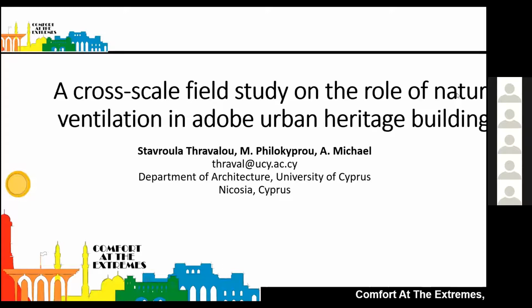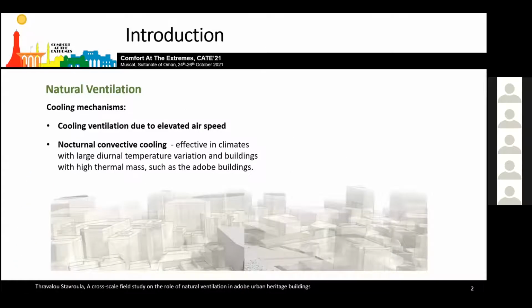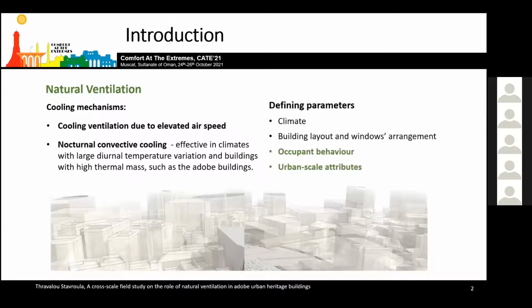prime cooling mechanisms of natural ventilation are associated with the provision of a higher indoor airspeed and nocturnal convective cooling, which is particularly effective in climates with large diurnal temperature variation and buildings with high thermal mass. Besides the building layout, the cooling effectiveness of ventilation is highly determined by both urban scale attributes such as urban density and street canyon geometry, and also occupant behavior. These two aspects are further investigated in this study through a cross-scale approach.